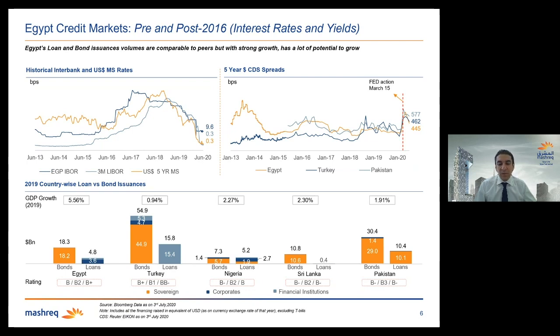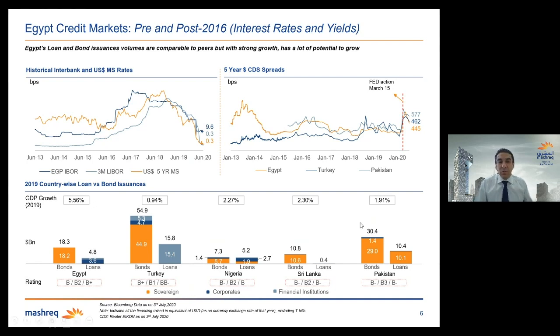The lower part of the slide is really to compare with a few peers. So we have picked up a few countries based on population size, rating, GDP growth, and we can clearly see Egypt dominating the African continent in terms of 2019 issuances. There's still a lot to do on the corporate bond side when compared with Asian countries that issue much more.